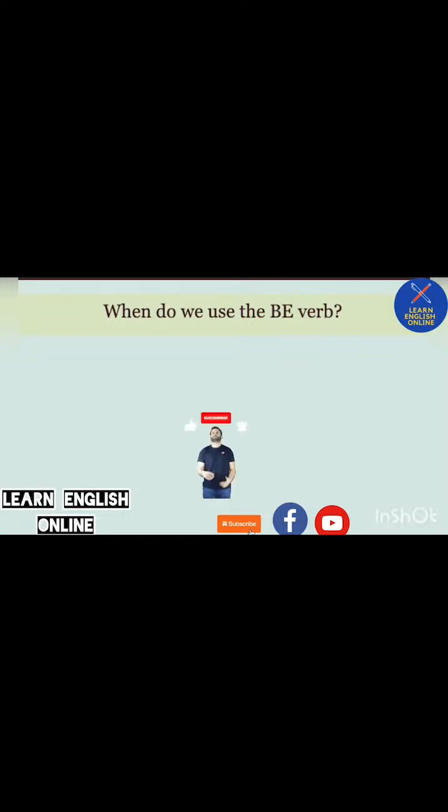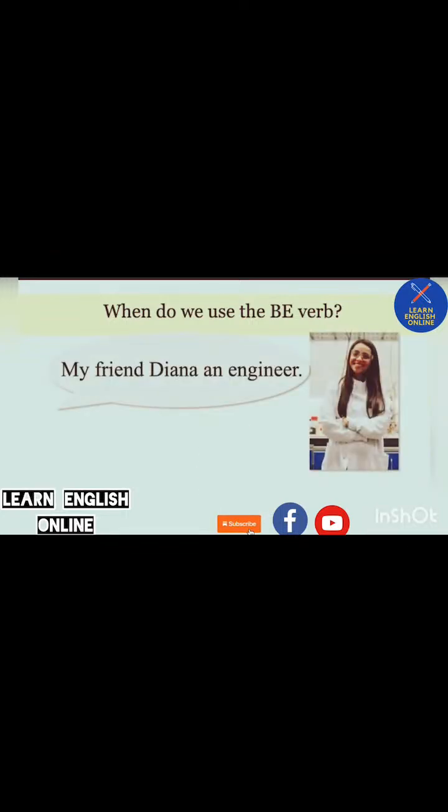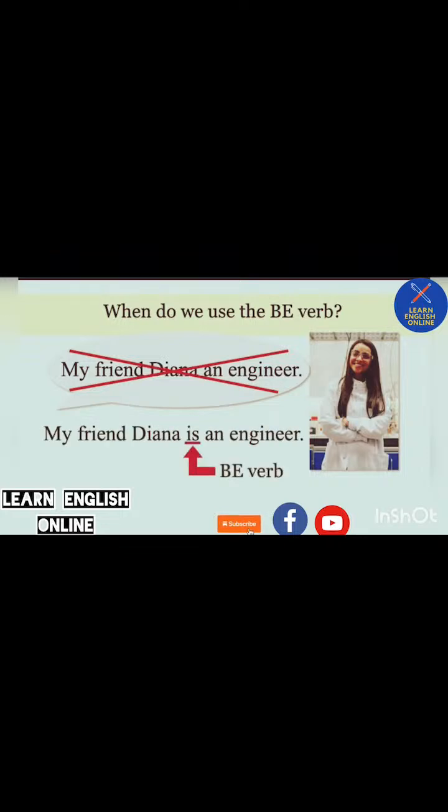If you say to me, "My friend Diana, an engineer," I understand more or less what you're saying, but the grammar is incorrect. We need the be verb to connect the subject to the noun engineer. My friend Diana is an engineer.